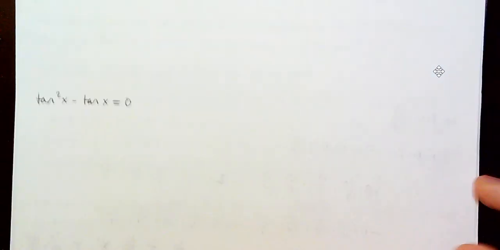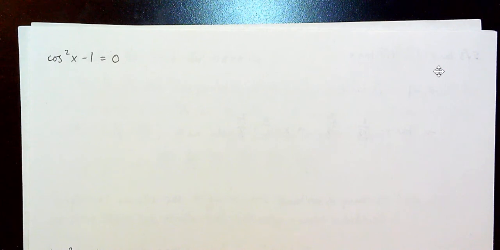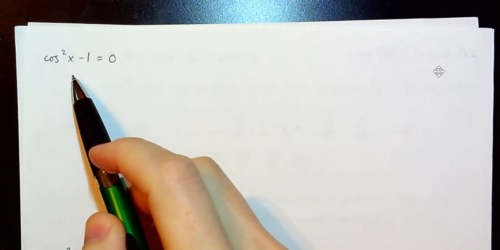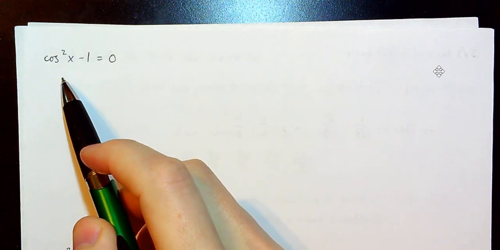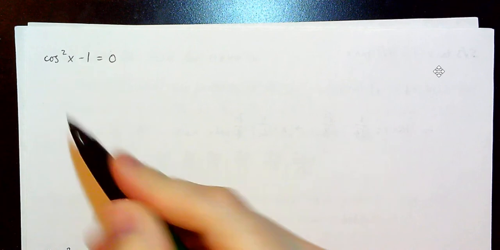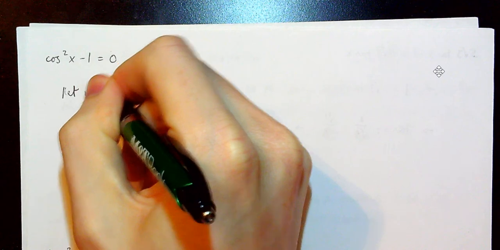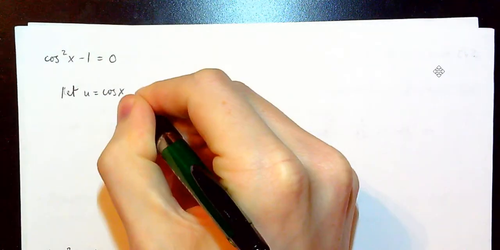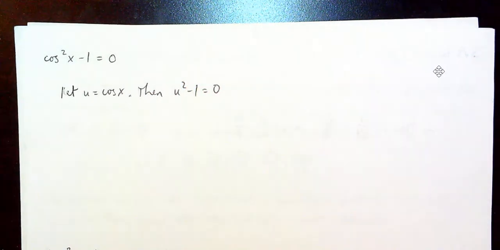So let's try a couple more here. First one, cosine squared x minus 1 is equal to 0. If you take a look at the left-hand side here, what we actually have is a difference of 2 perfect squares. So you can make the substitution here. Let u equal cosine x. Then this becomes u squared minus 1 equals 0.